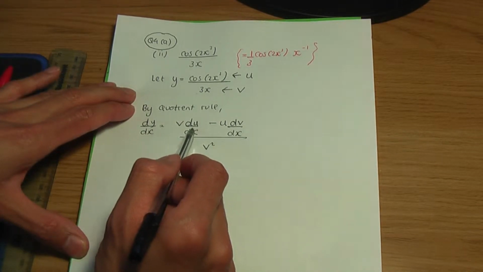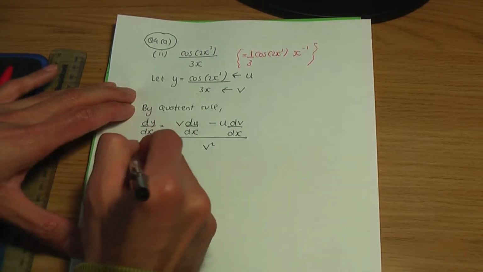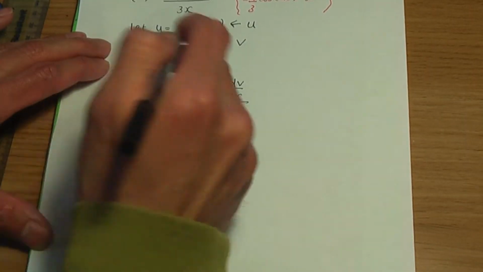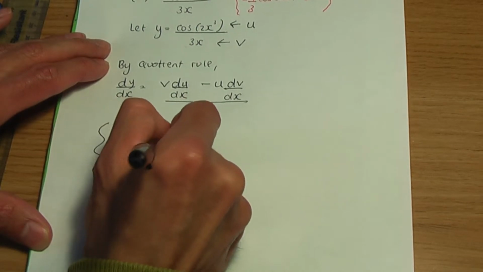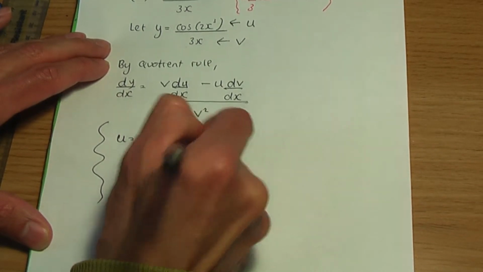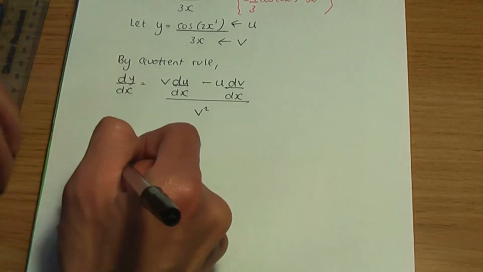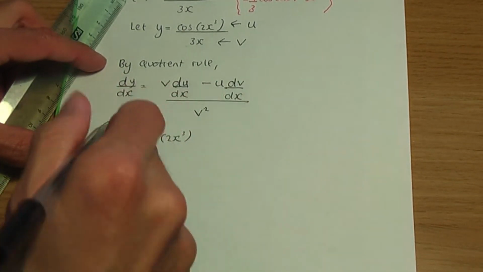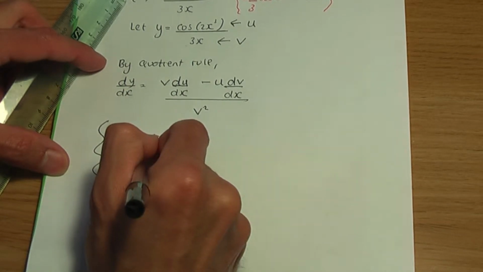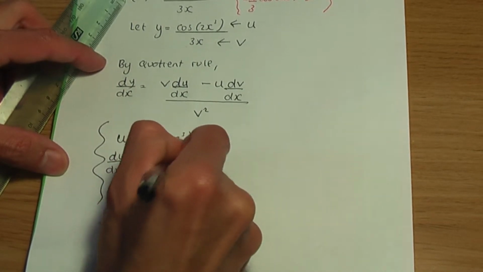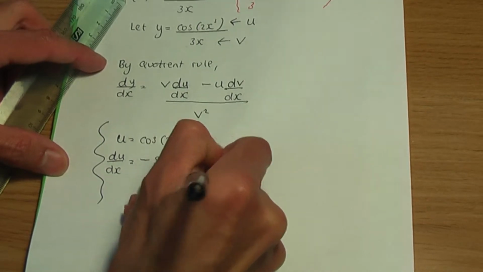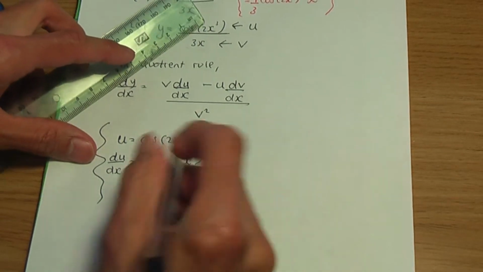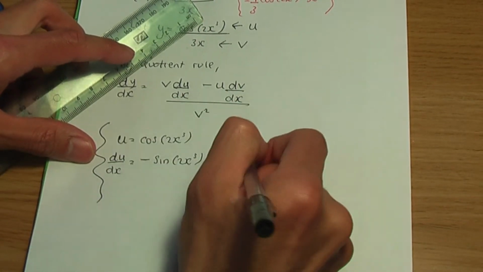So for the quotient rule, I need du over dx and dv over dx, so let's do that as a side calculation. u is always the term in the numerator, so it's cos 2x cubed. Let's work out du over dx. When you differentiate cos, it's minus sine, so it's minus sine 2x cubed, but you need to multiply by the derivative of 2x cubed.